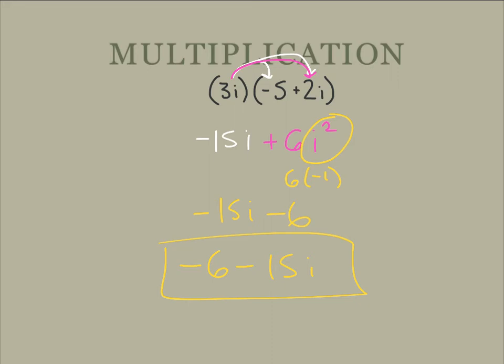So the difference between this one and the last one was that we only had one term here, so we can just distribute. The one before, it was kind of like distributing on steroids, and it's called foiling, when you have two terms being multiplied to two terms.